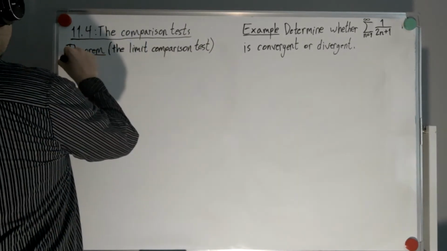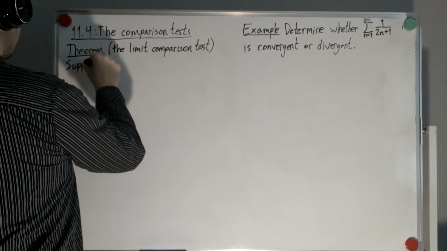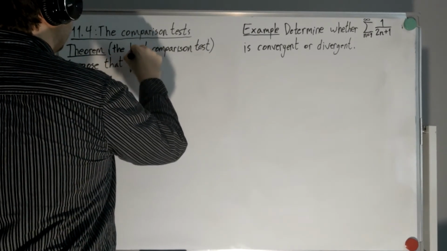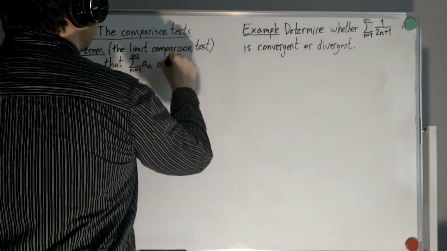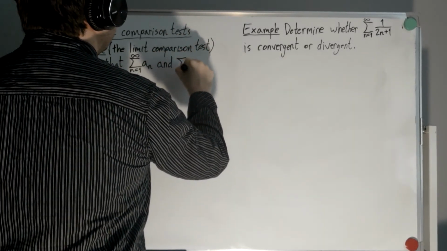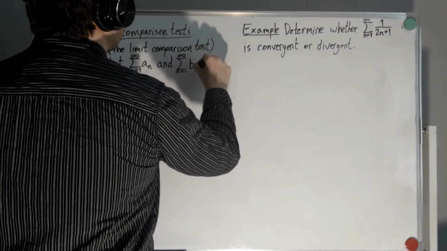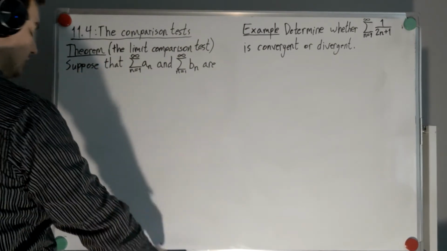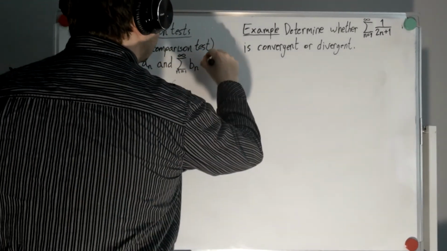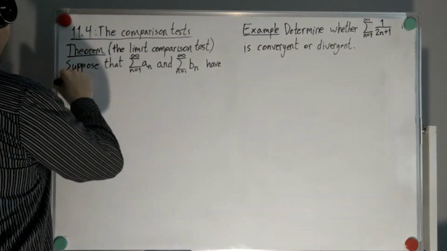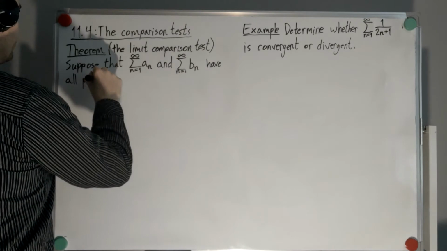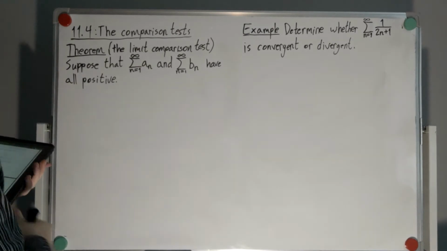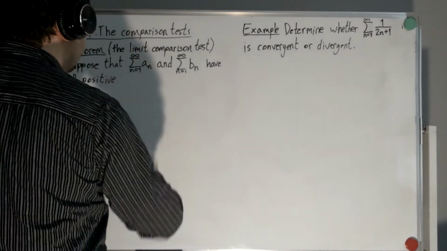So, suppose that the sum from n equals 1 to infinity of an and the sum from n equals 1 to infinity of bn are both infinite series with positive terms. I should say all positive terms. That is to say, none of the terms are negative or zero.